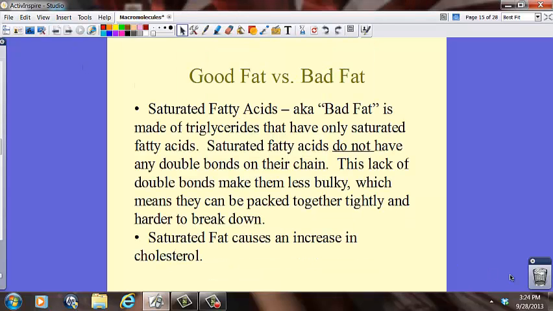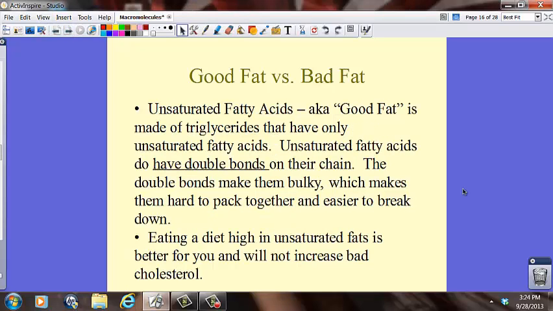So good fats versus bad fats. I know fat is a buzzword that we throw around, and we say that some fat is good, some fat is bad. Bad fats are usually made up of triglycerides and have only what we call saturated fatty acids. Saturated simply means that all of the bonds between the carbon and hydrogen are single bonds. So there are no double bonds in saturated fat, okay? So again, like I said here, they lack double bonds and they are less bulky, usually, which means that they can be packed together more tightly, which makes it harder to break down. So saturated fats can also sometimes cause increased cholesterol within humans.